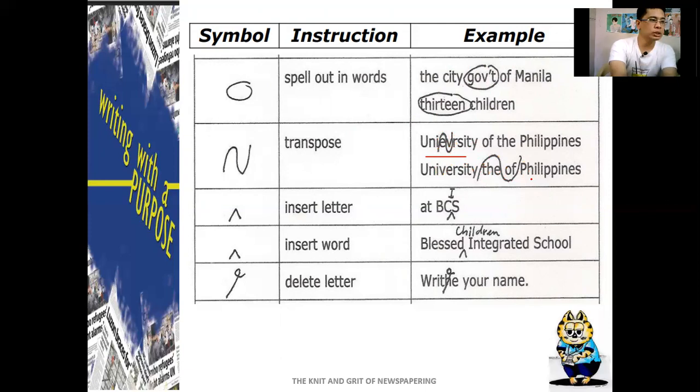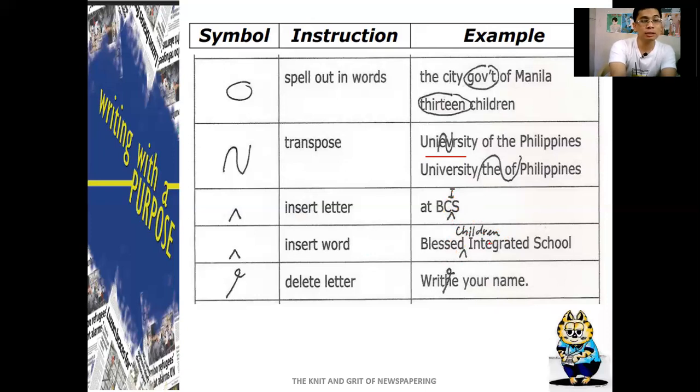If you would like to insert a letter, just put this mark below the letter where you would like to insert it. Then put above it whatever you want to insert. The same is true if you would like to insert a word. Just put this symbol below the letter or below the number, and then write what you want to insert there.